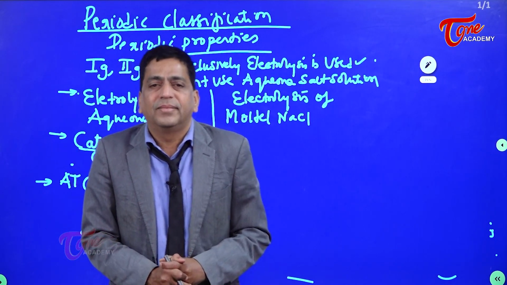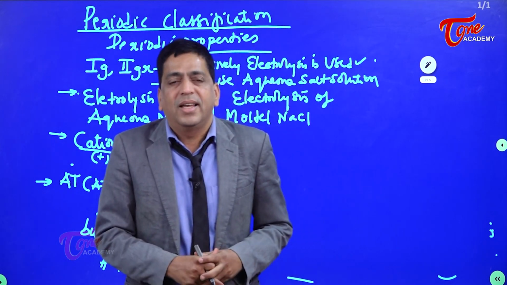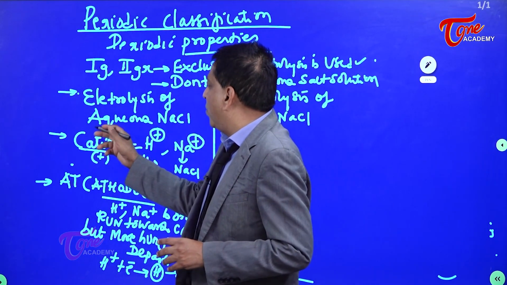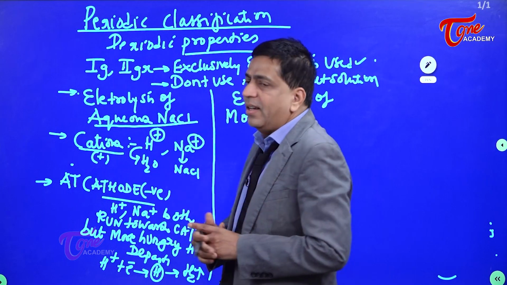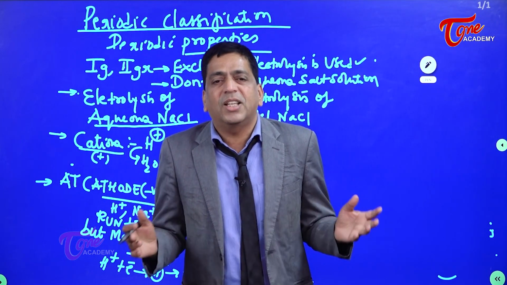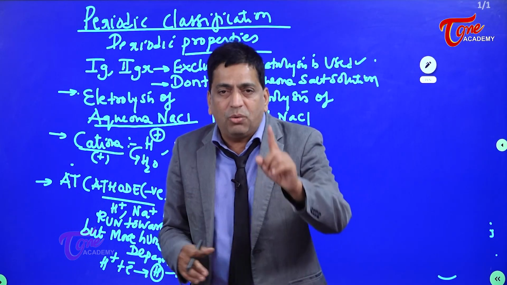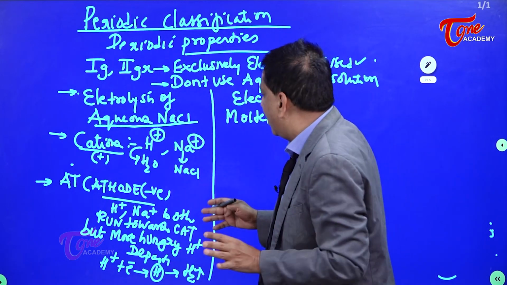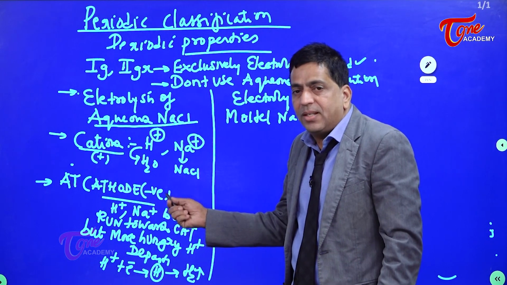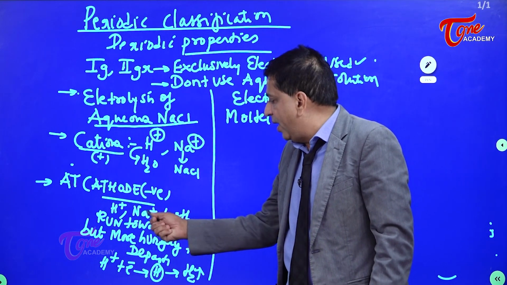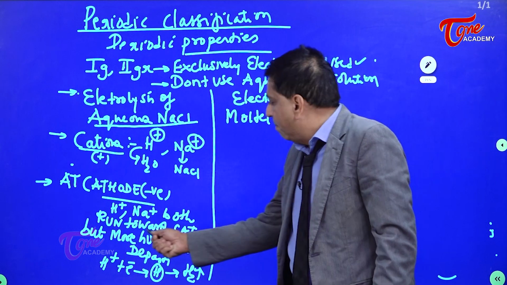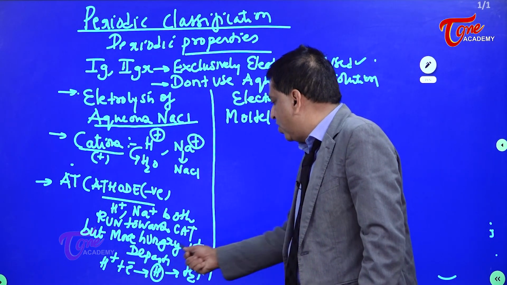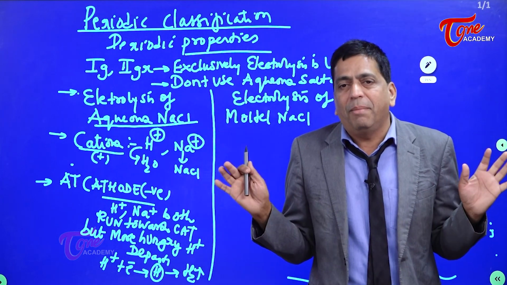What is strange here, what is surprising here is, when I am going for aqueous NaCl electrolysis, people expect sodium to be deposited, and see what has happened. Sodium was not deposited. See what exactly happened here. At cathode, which is negative, both H plus and Na plus are running towards the cathode. But as common sense suggests, it is the more hungry H plus which deposits first.